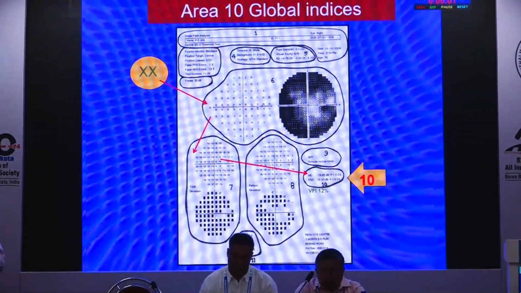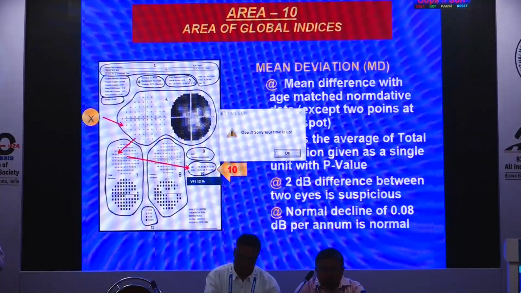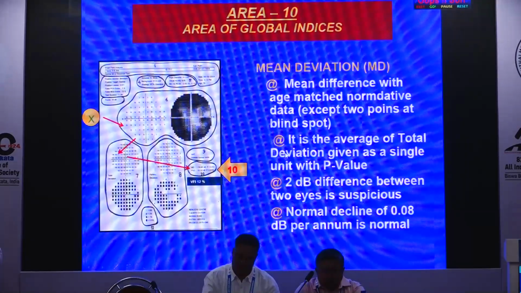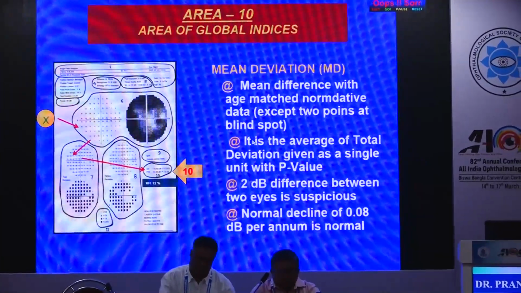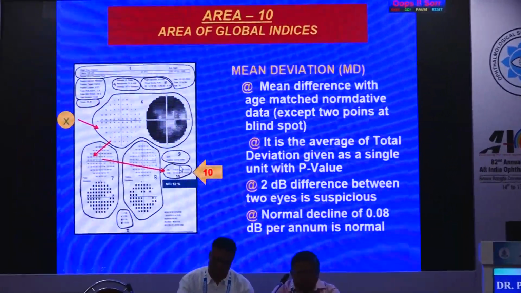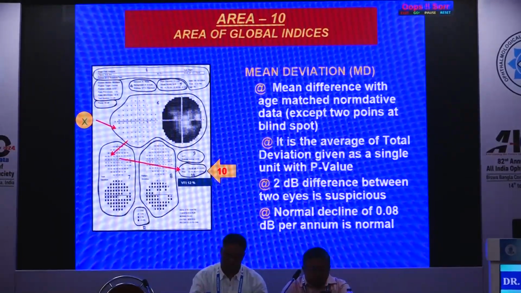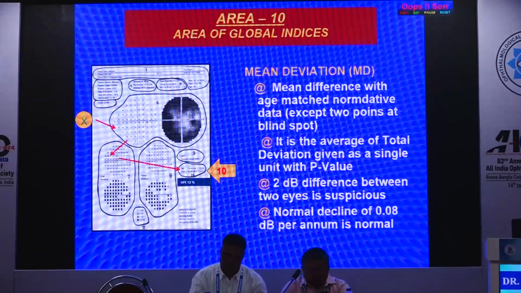The area number 9 has got 3 parameters. The mean deviation is nothing but a single number which is an average of the total deviation. So what we see in the total deviation here, the average of all the points is given as a single total deviation point, right? And it is defined as a probability plot also.